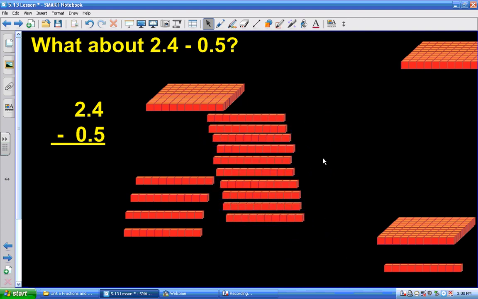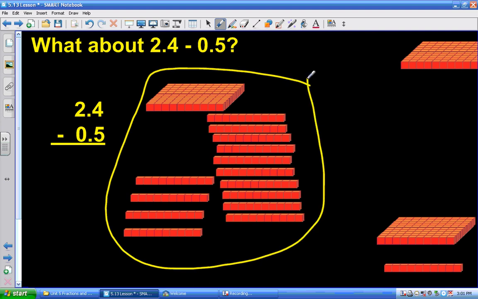Have I changed the decimal that's there? No. What decimal am I still representing by all of this here? 2.4. That is still 2.4. I've just done some borrowing, haven't I?